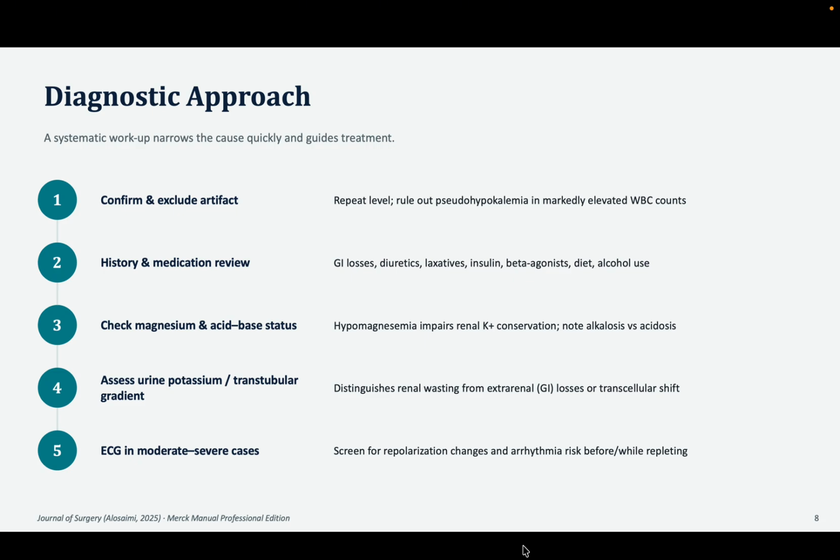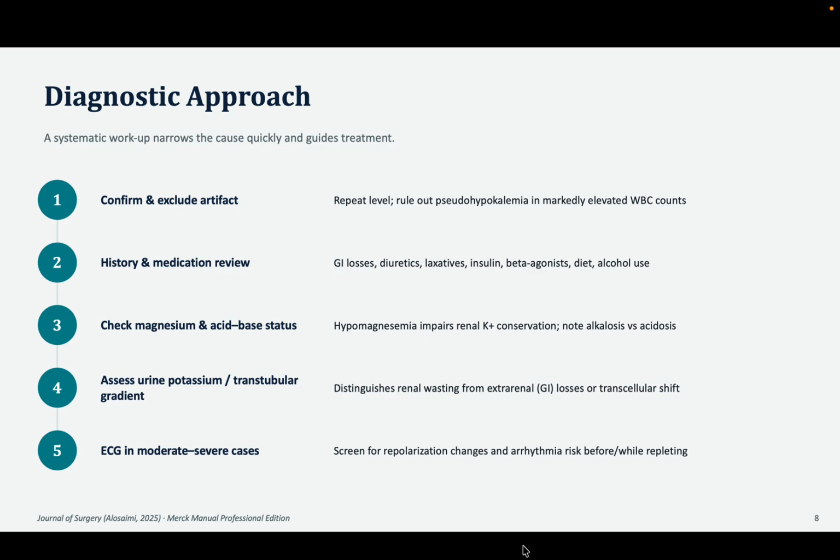If there is history that suggests the possible risk of hypokalemia, probably due to GI loss, diuretics, laxative, insulin use, beta agonist, poor diet, or alcohol use, we should concurrently check magnesium level, and acid base status should also be confirmed in hypokalemia. Hypomagnesemia impairs renal potassium conservation, so this should also be corrected. And alkalosis or acidosis should also be noted and correlated with history and examination finding.